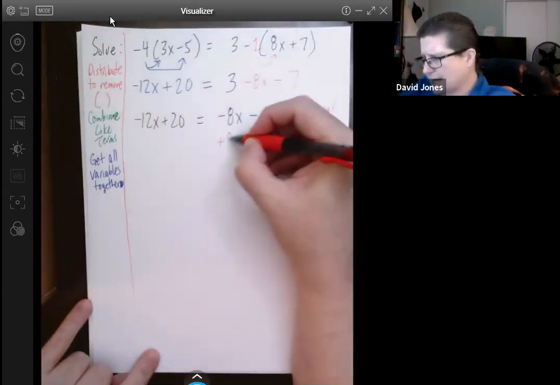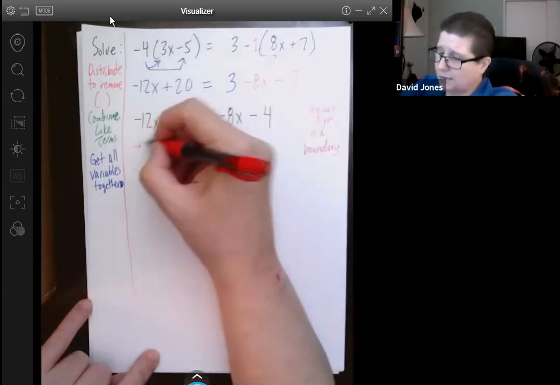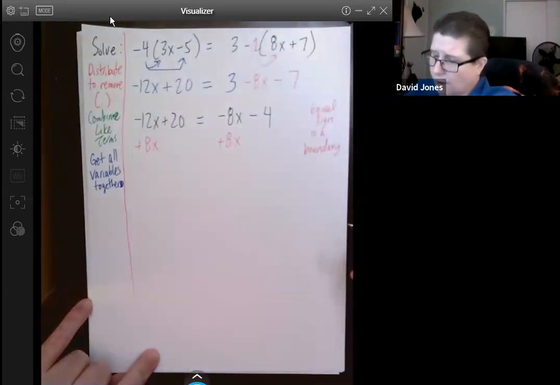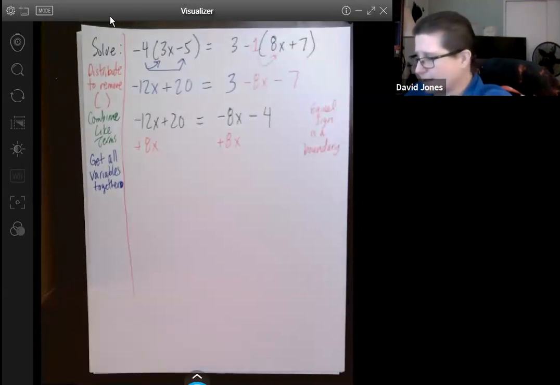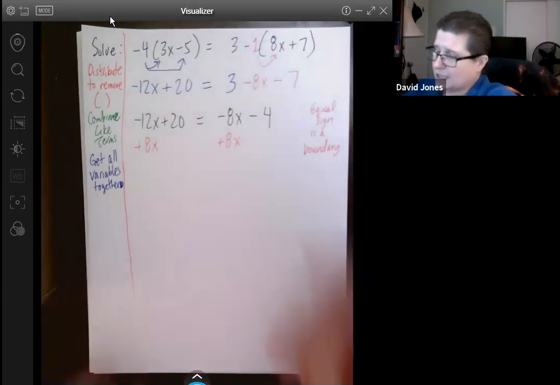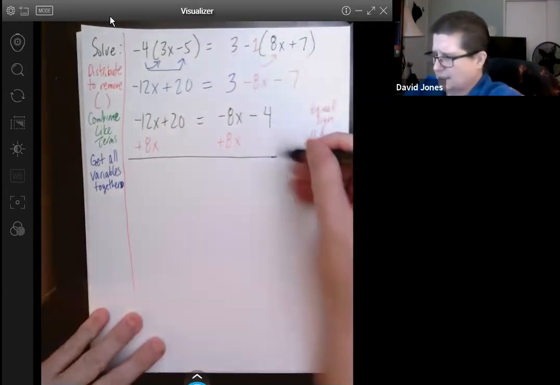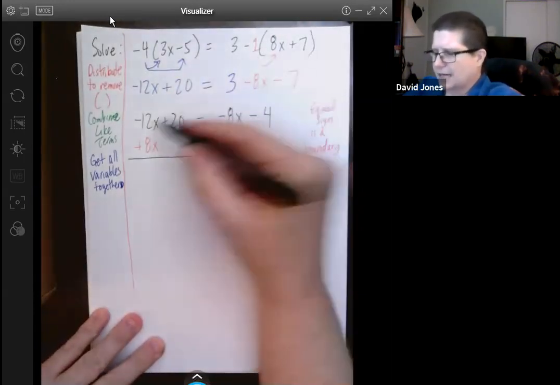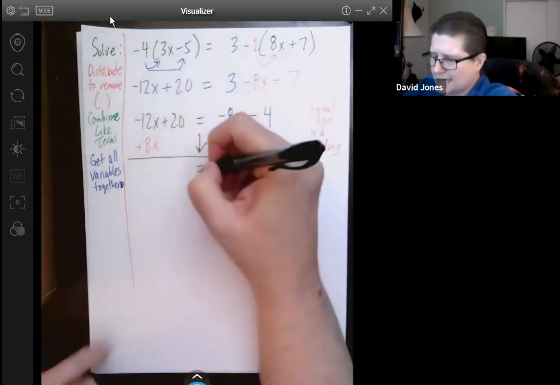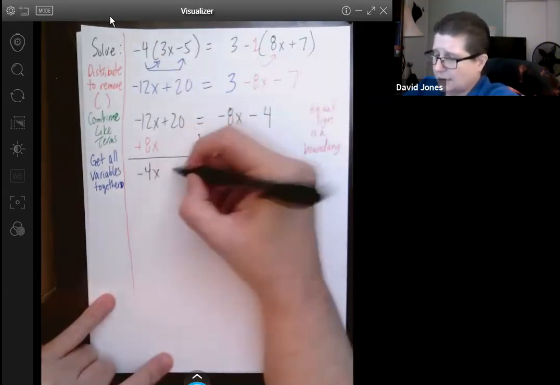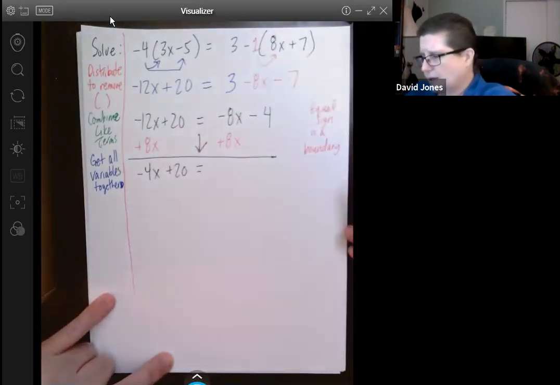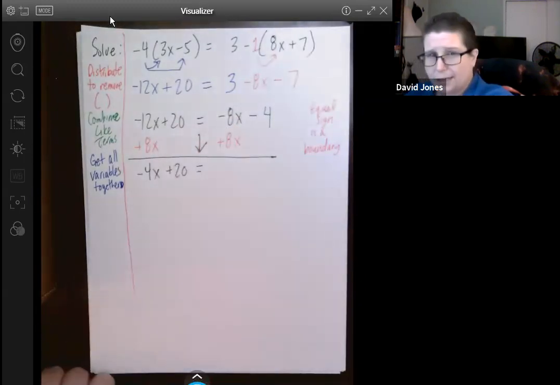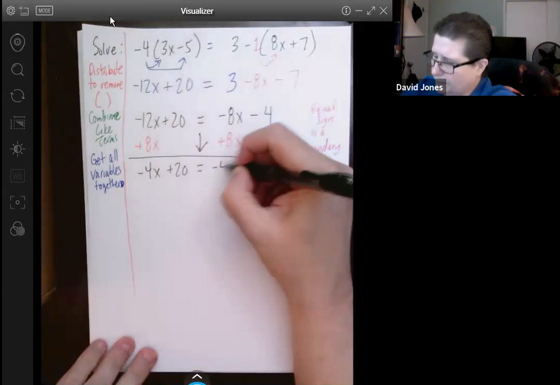So what I can do is add 8x to both sides. Or I could have added 12x to both sides. I'll go back and show the other way in a second. If I add 8x to both sides, negative 12x plus 8x is negative 4x. And then I still have plus 20. On the right side of the equation, minus 8x and plus 8x go away. I'm left with minus 4.